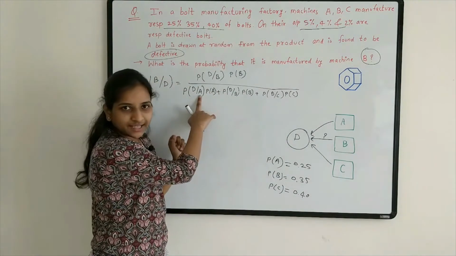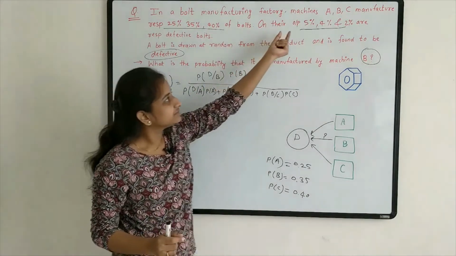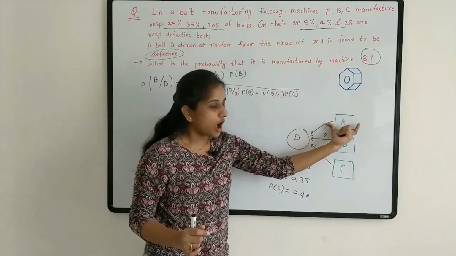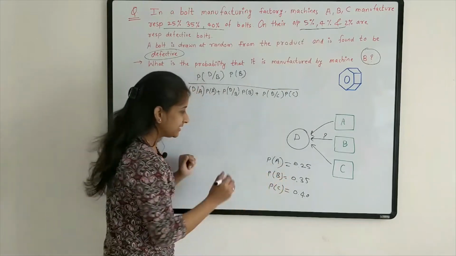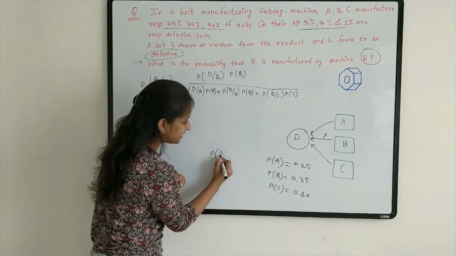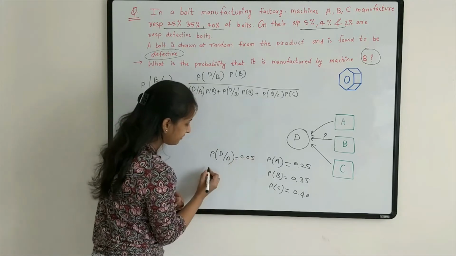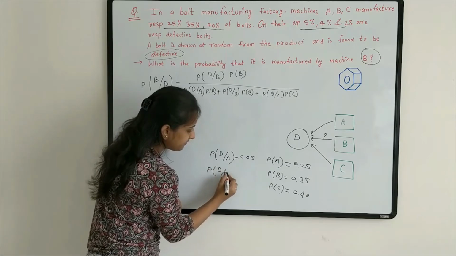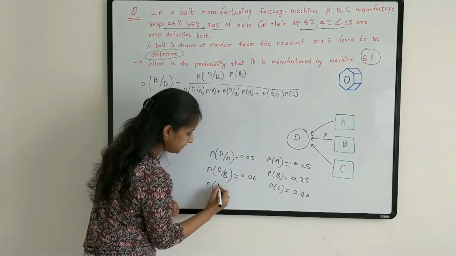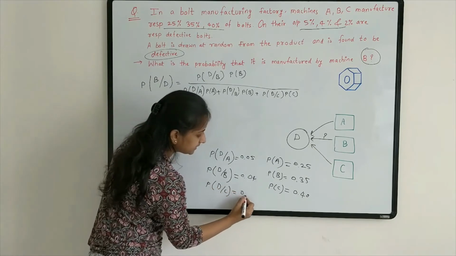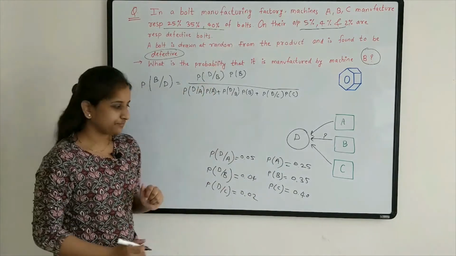Now let's find this. Machine A is already selected, and what is the probability that it's a defective bolt? Whatever is the output by machine A, 5% of it is defective product, it is already given. Defective produced by machine A is 5%, means 0.05, right? Same for machine B, it's 4%, and for machine C it is 2%.